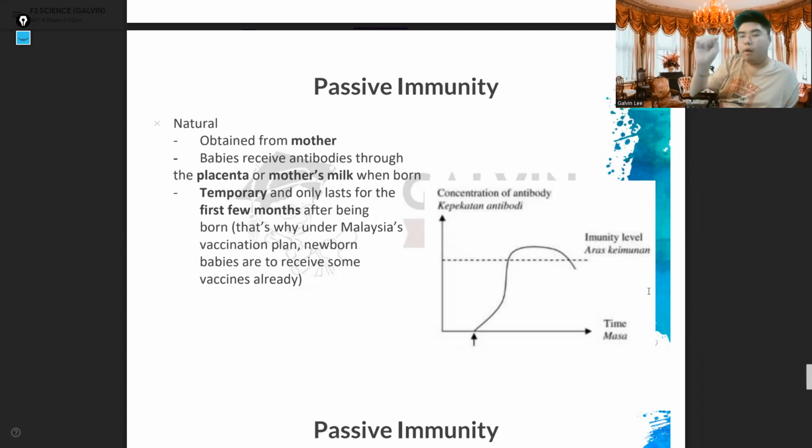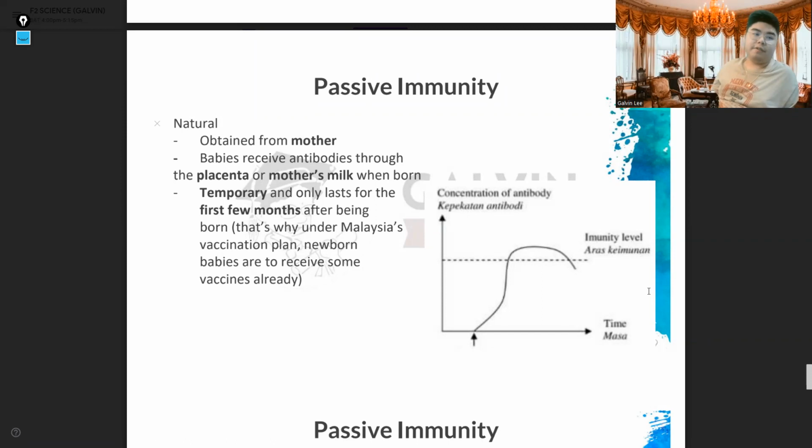All right. So if we look at the graph, this time you see there are no 2 injections or 2 exposures, one time only. You receive it once, you can see that it immediately shoots up, almost quite instantly. Maybe it takes some time, but it's much faster than active, because your body doesn't need to make its own antibody. You see, it's already ready made. So it shoots up above the immunity level, and then you can see it will drop down after some time.